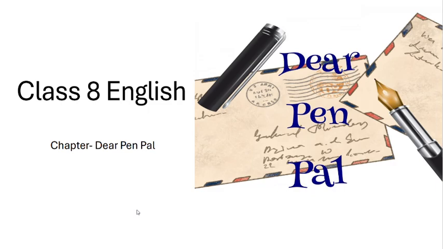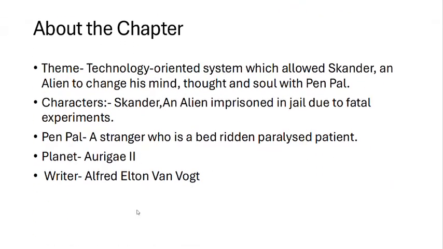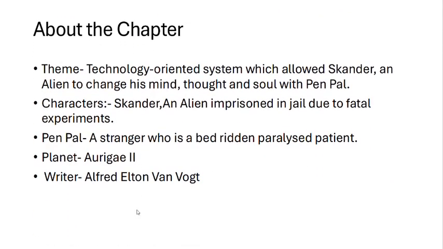Moving forward, we will look at a glance about the chapter. So, there is a theme. The theme of this chapter is based on the technology-oriented system. It has allowed Skander. Who was Skander? Skander was an alien who exchanged his mind, his thought, and soul with Penpal. And who was Penpal, sir? Penpal was no one but a stranger living on the earth.